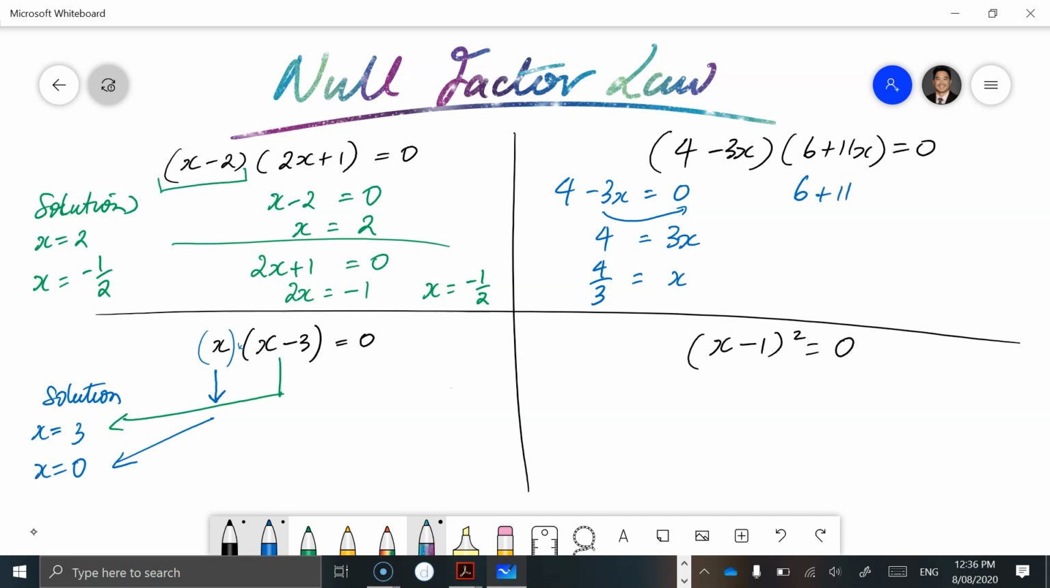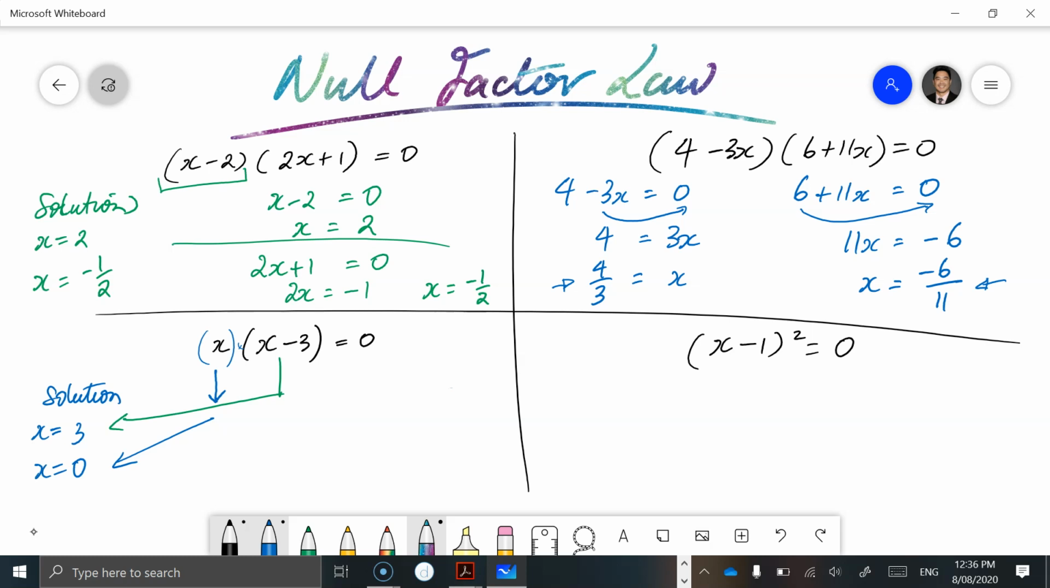The other solution comes from the second bracket, 6 plus 11x equals 0. Let's move the 6 across to the right hand side this time by subtracting. 11x is equal to minus 6, and then you divide both sides by 11. x is equal to minus 6 over 11. So you have two solutions being positive 4 over 3 and negative 6 over 11.